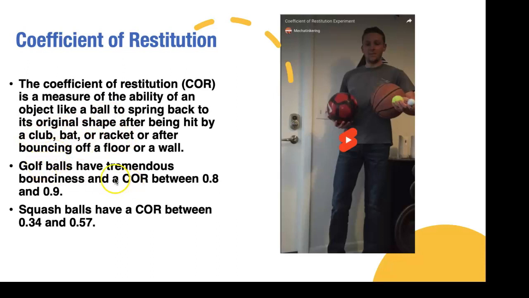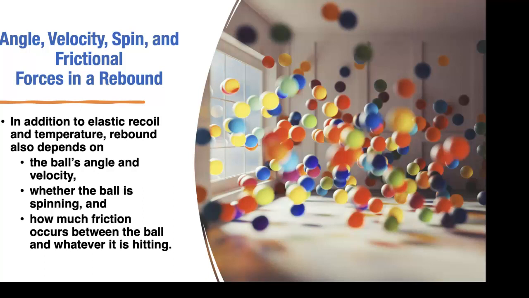Golf balls have a coefficient of restitution between 0.8 and 0.9. You'll calculate that in your lab. A squash ball, on the other hand, has a coefficient between 0.34 and 0.57. So yeah, we'll skip over that video there so you don't get the fun of seeing it.